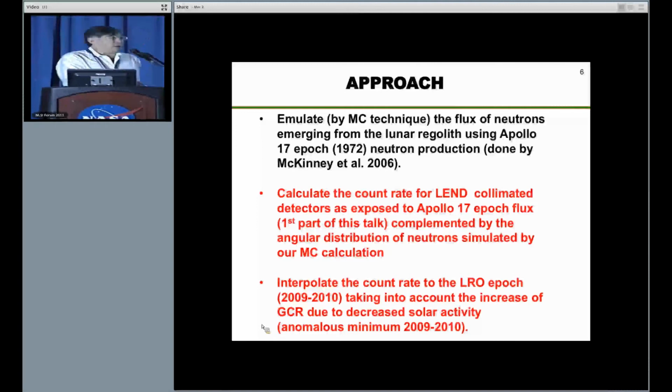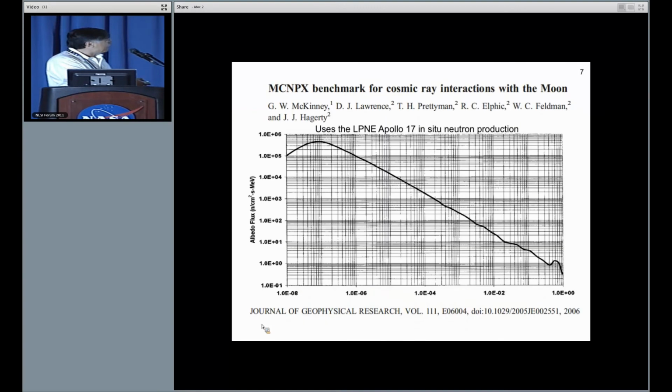Because, as you heard in last Tuesday's talk, the beginning of the LRO mission in 2009, 2010 was a unique phase of the solar cycle in which we have a very, very quiet sun. That means the galactic cosmic ray flux was at an all-time high in the space era. So we have to correct this process for the current LRO era. That's how we're going to do this calculation.